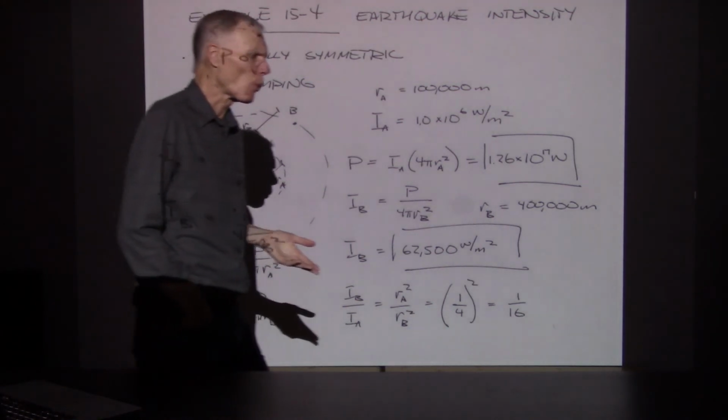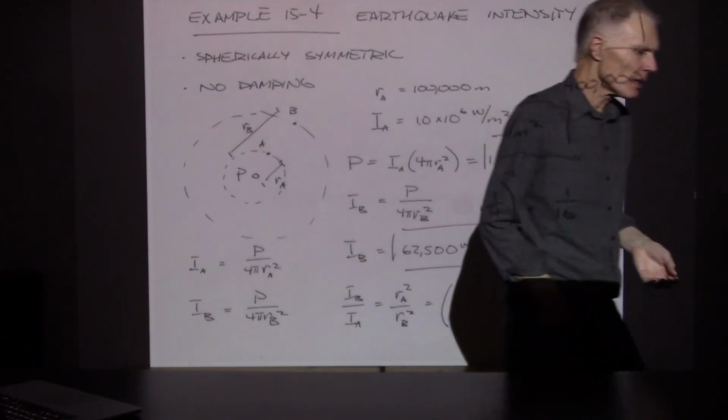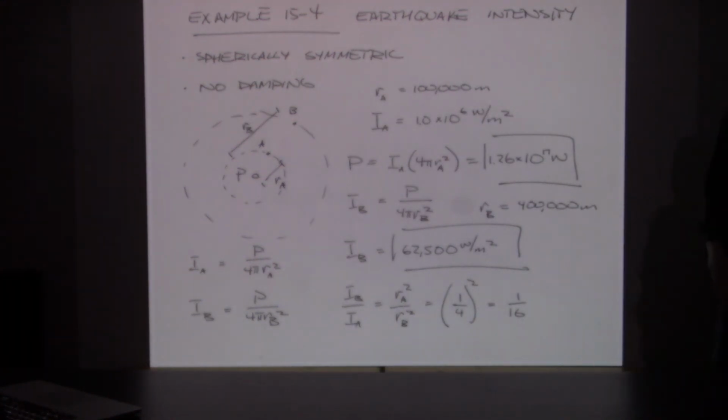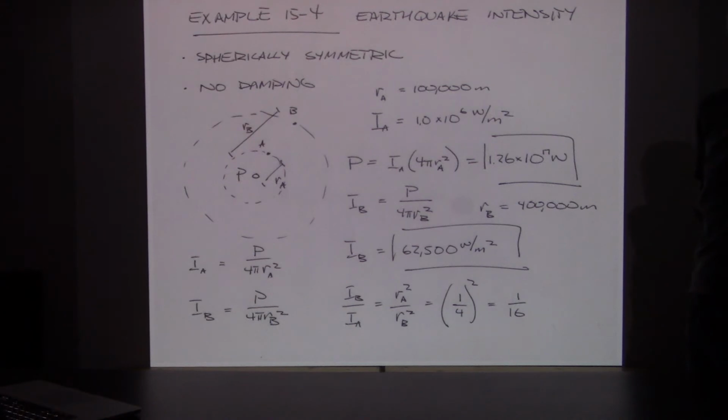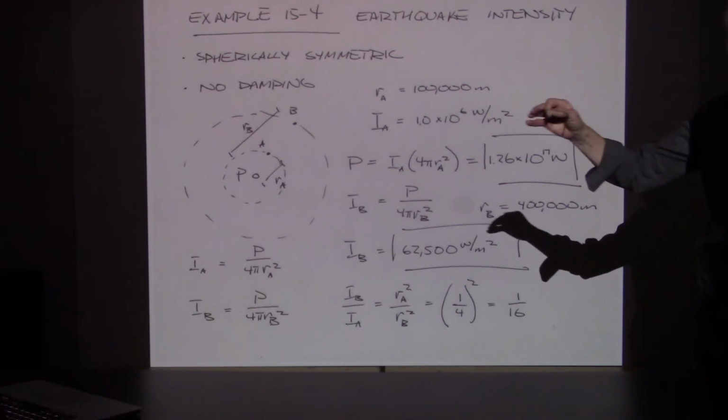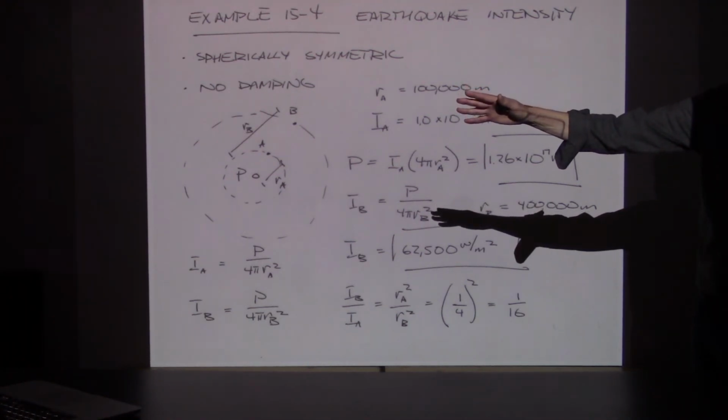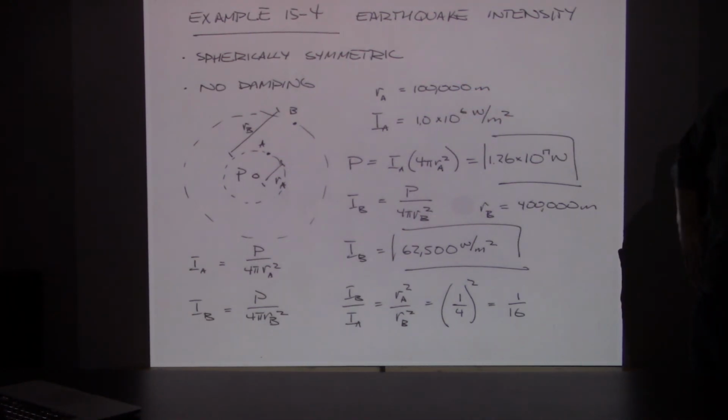Now, one thing to be aware of with all of this is that we're assuming that there are no damping effects taking place. We're assuming that as the disturbance propagates through the material, there is no damping, and so all of the energy is maintained as kinetic energy propagating through the material. None of it goes thermal. And that's not going to be true.